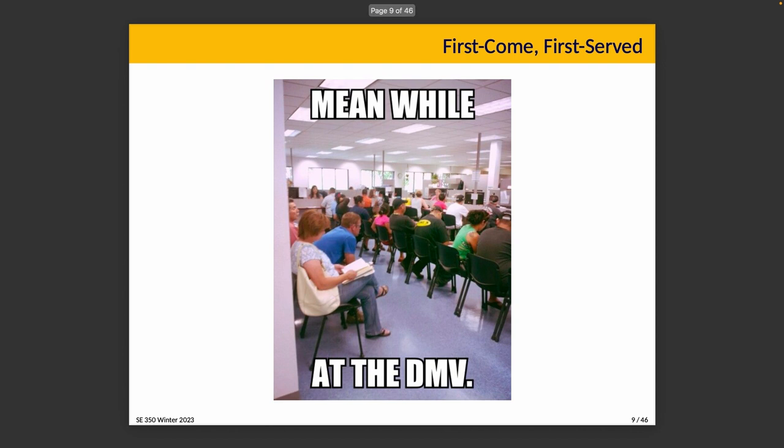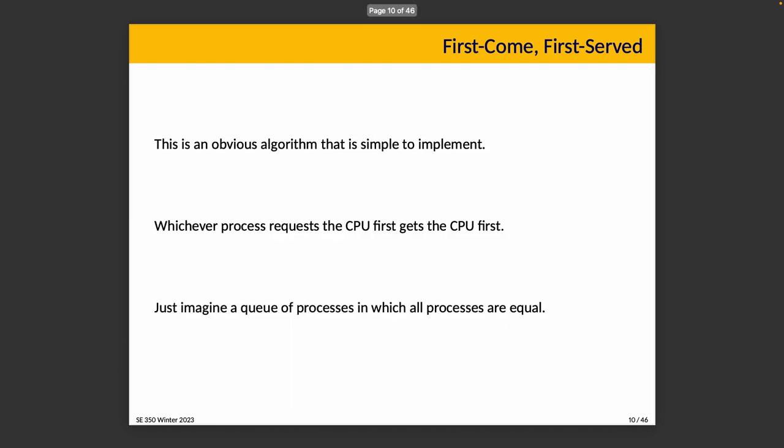All right. Our second is first come, first served. DMV memes notwithstanding, I think people have spent plenty of time waiting at Service Ontario or California DMV and that sort of thing, so I think the pain associated with this doesn't leave you shocked. But it's an obvious algorithm and it's really simple to implement, and that is whichever process requests the CPU first, so whichever one is ready to run, gets the CPU first.